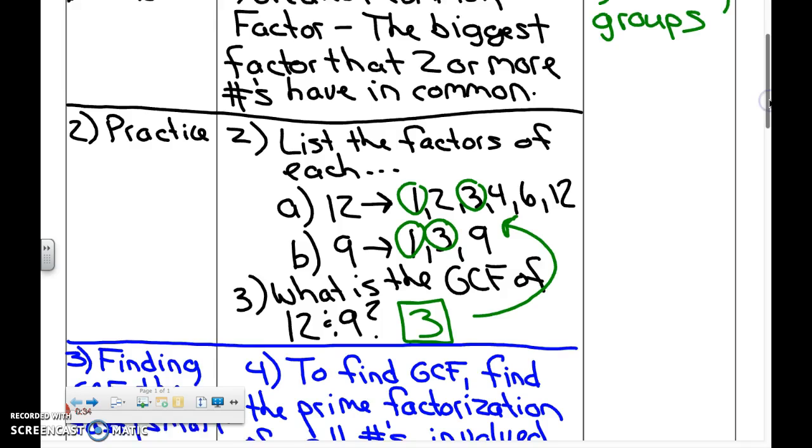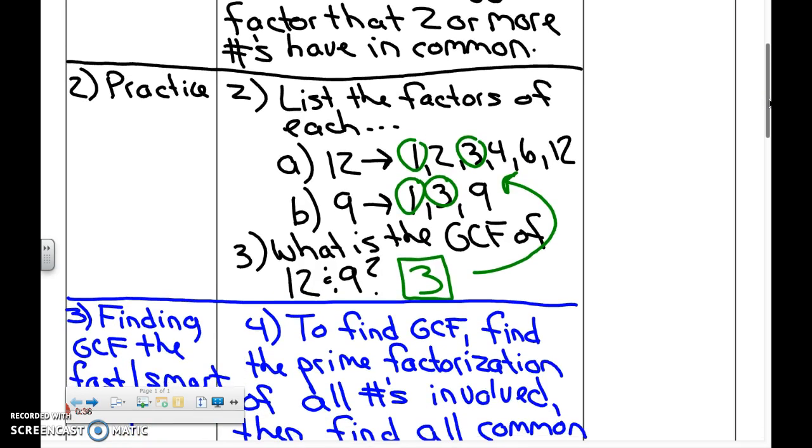One way of doing greatest common factor, the way that we don't like so much, is just to find factors for two different numbers or three different numbers or whatever. Find the common ones. Find the one that's biggest.